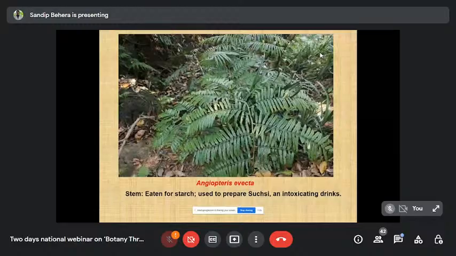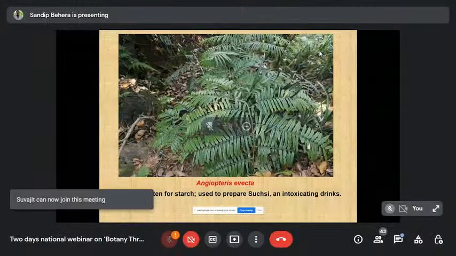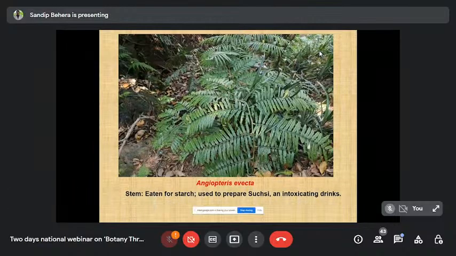Now, this plant is also getting extinct because of its food value and its highly medicinal value. This is called Angiopteris erecta. In Pachmarhi biosphere, earlier so many species were seen, but now because of its medicinal value, people have exploited it from nature, and very few individuals are found in the Pachmarhi biosphere region.